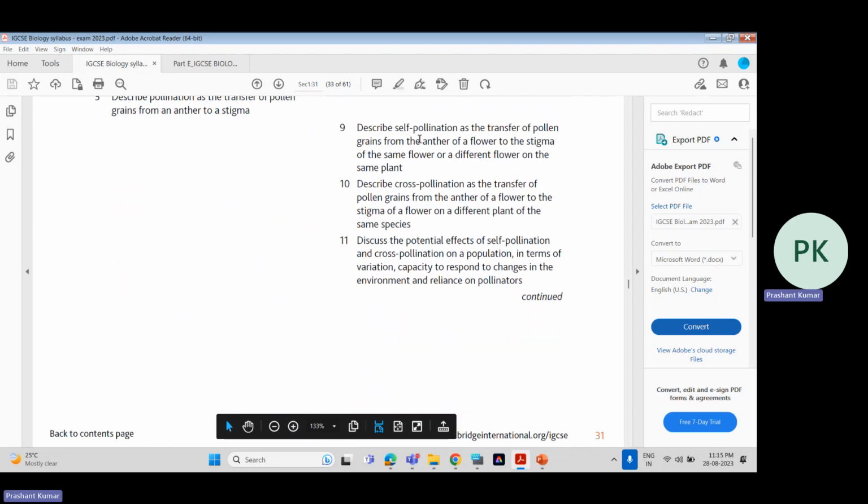Then we'll discuss what self-pollination is and what cross-pollination is, and we'll also discuss the potential effect of self-pollination and cross-pollination in the population in terms of variation, in terms of the capacity to respond to changes in the surrounding conditions, and reliance on pollinators.